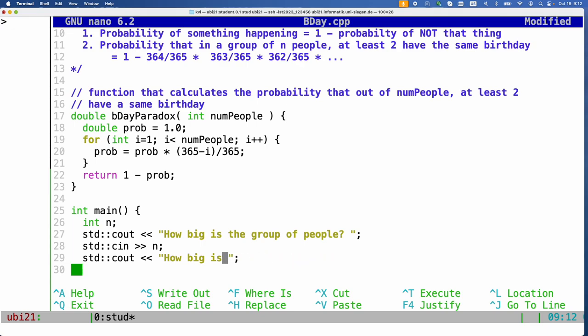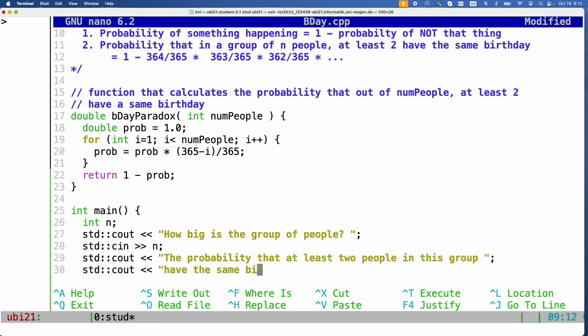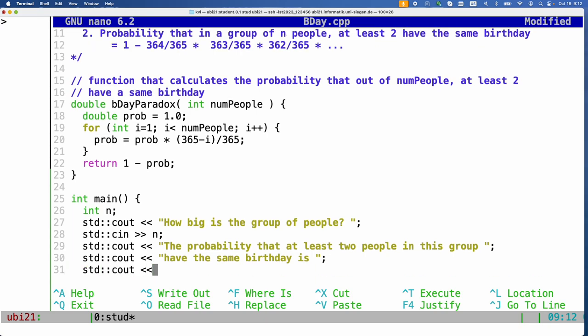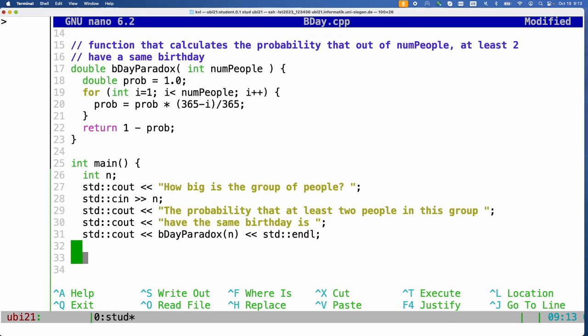The probability that at least two people in this group have the same birthday is, and then we're going to write bday paradox. We're going to execute our function with our n, and then we're going to do a return. And for that we need to do std endl. Right. Did I make a mistake anywhere?